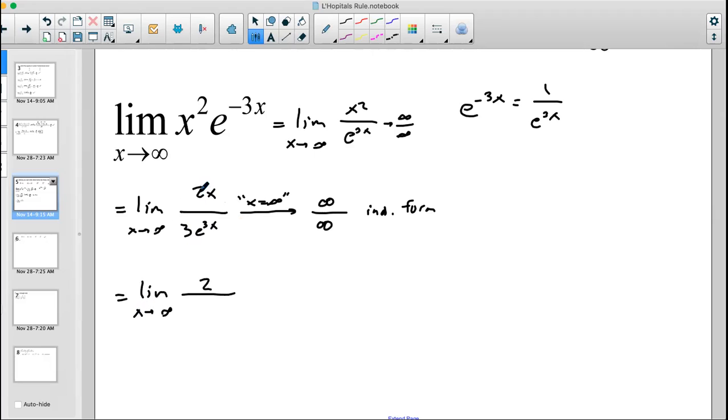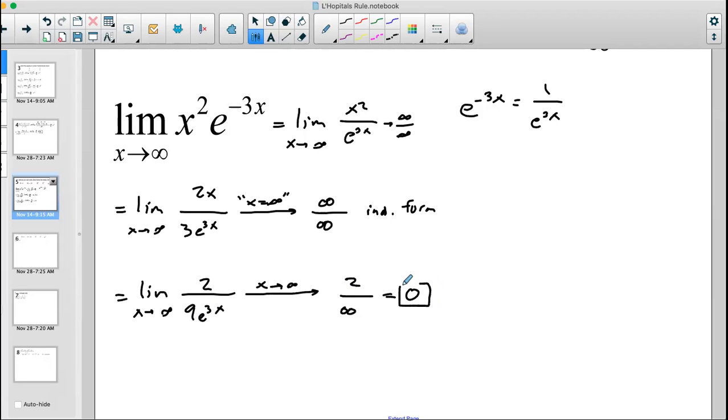And like before, that tells me that this is the last time I'm going to use L'Hopital's rule, because this is no longer going to be 0 over 0 or infinity over infinity. The bottom here is 3 times the derivative of that, which is 3e to the 3x. So I get 9e to the 3x on the bottom. And now as x approaches infinity, the top is just 2, and the bottom is infinity, and 2 over infinity is 0.